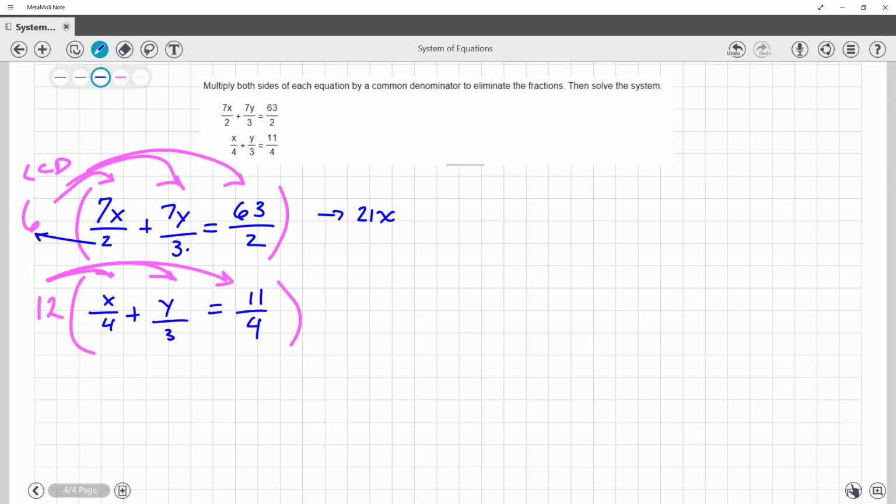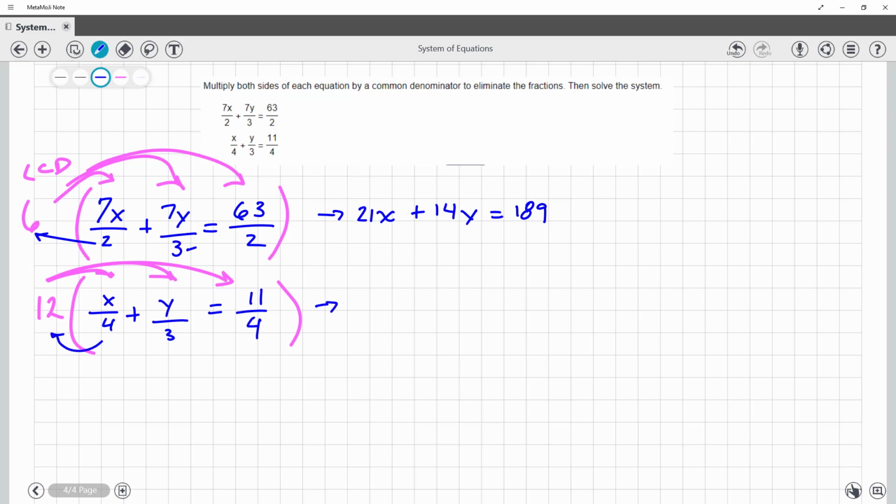Same thing for the next one here. 3 goes into 6 2 times. So 2 times this 7 would be 14y. 2 goes into 6 3 times. 3 times 63 is 189. So all I'm doing is taking each one of these terms and multiplying it by the least common denominator. Do the same thing here.